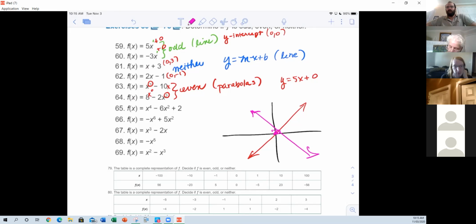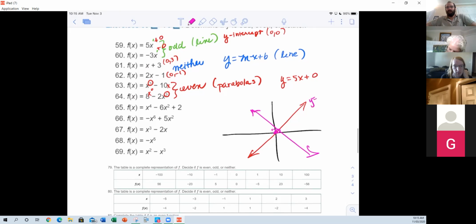Okay, so these are if you have y equals mx plus 0. But if you've got y equals mx plus any b, that's going to shift it up or down, and so it's not going to pass through the origin. Okay.